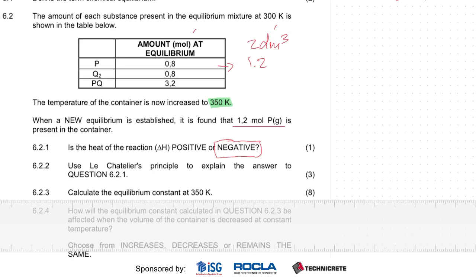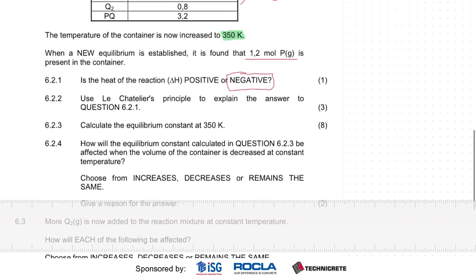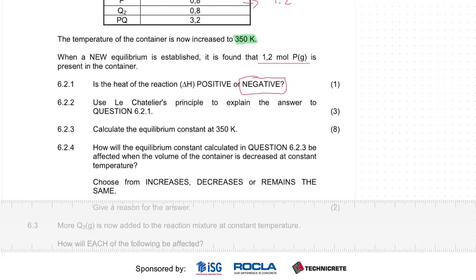Yeah. I hope we can see that. Use Le Chatelier's principle to explain. Okay, so I've already explained. But of course, this is a 3-mark question. So let's put it into a bullet point form that's easy to understand.